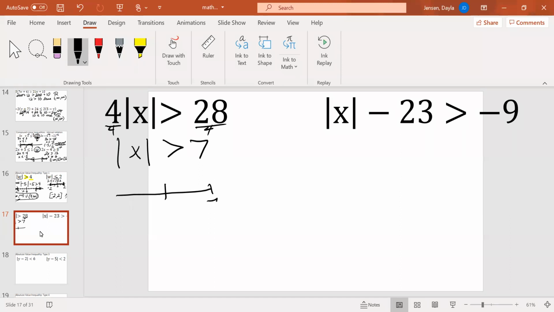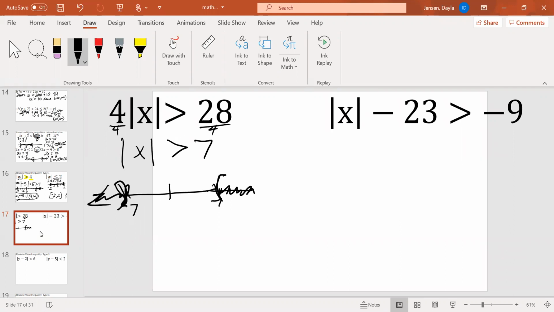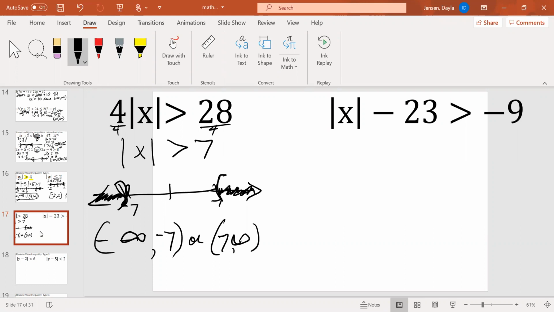So whatever x is, it's got to be greater than 7 units away from 0. So it's either going to be from negative infinity to negative 7, or from 7 to positive infinity. Anything in those two intervals will satisfy the original inequality.